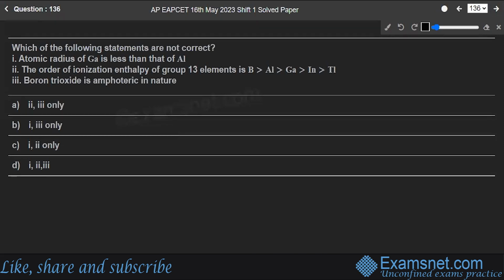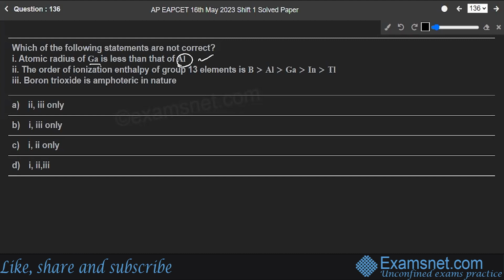Number 1, atomic radius of gallium is less than that of aluminium. This is correct. That's right. Question number 136. Which of the following statements are not correct? First of all, atomic radius of gallium is less than aluminium. This is correct. Atomic radius of gallium is definitely less than aluminium.